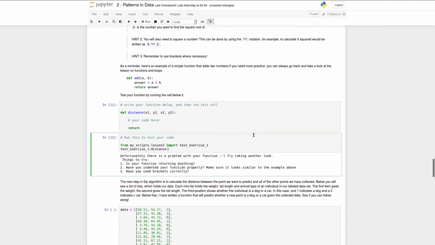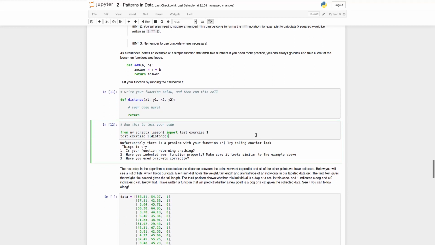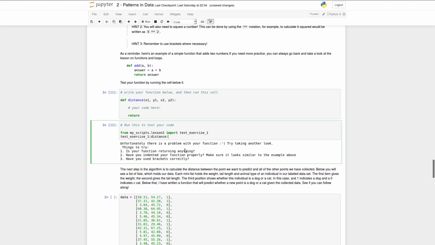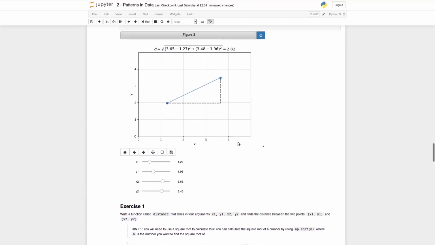Okay, so if you remember, the next step in our algorithm was to find the distance between the point that we want to predict, so that's our new point, and every single point that we already had on the graph. Here we were talking about x's and y's, but this could be anything. In our example, this is going to be weight, and this is going to be tail length, and we want to find the distance between those 2 things on the graph.